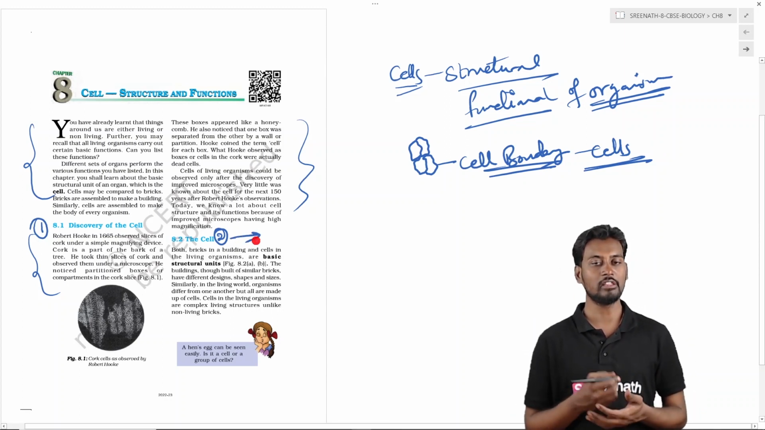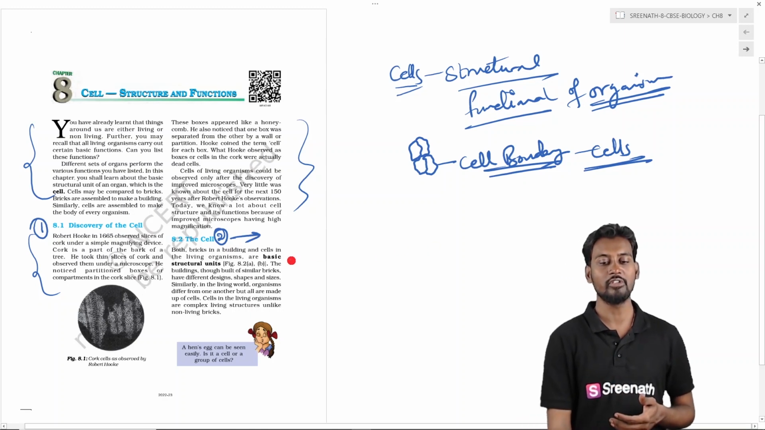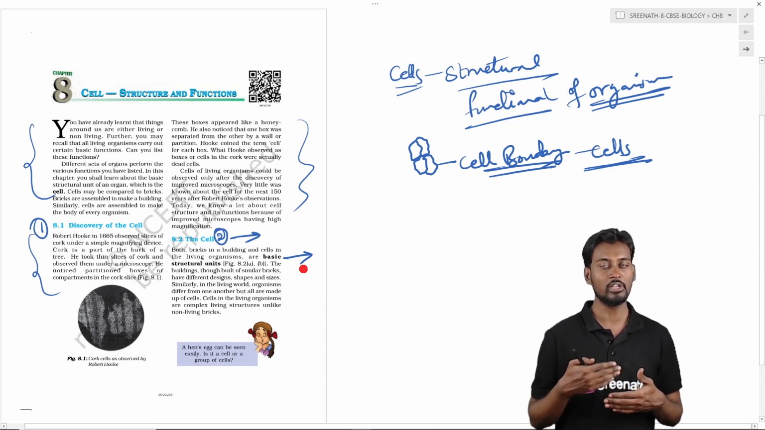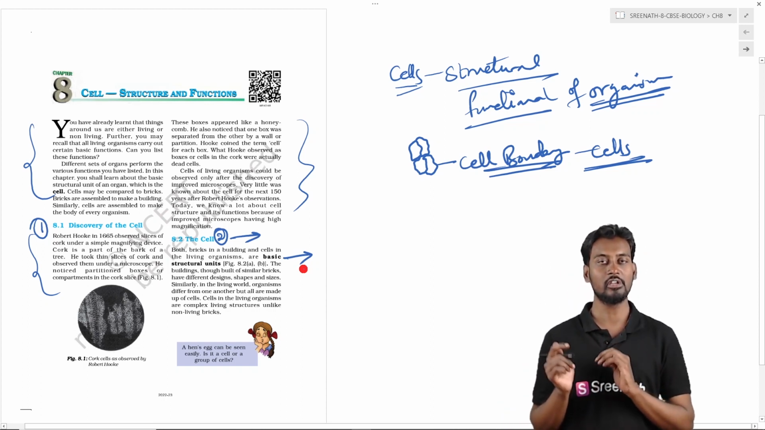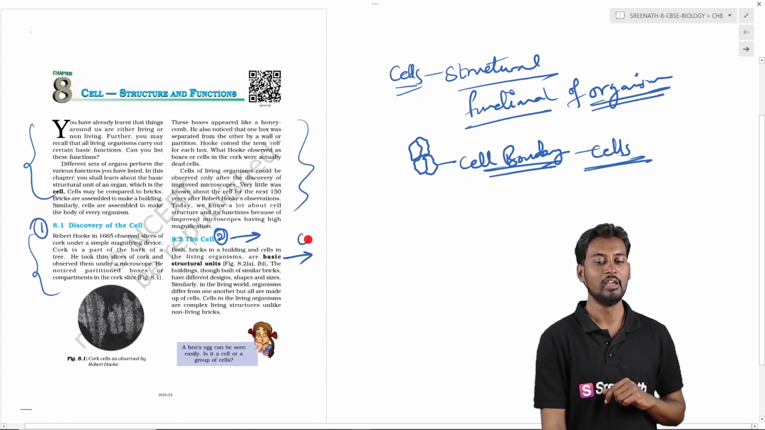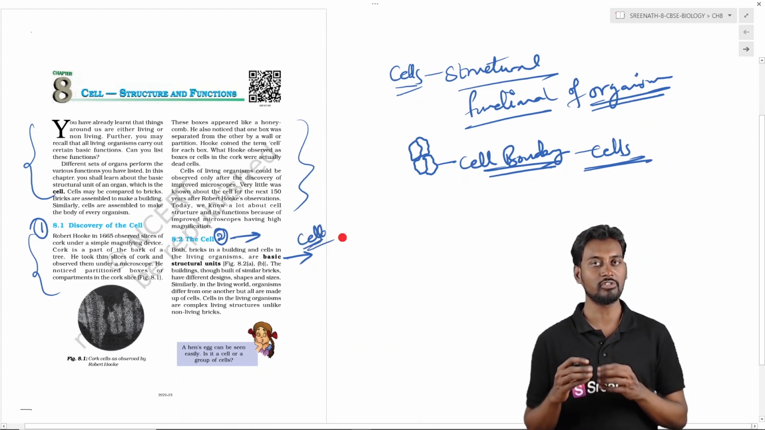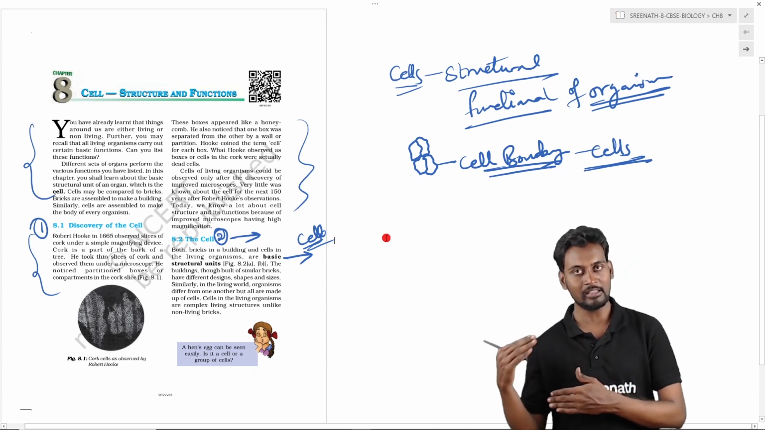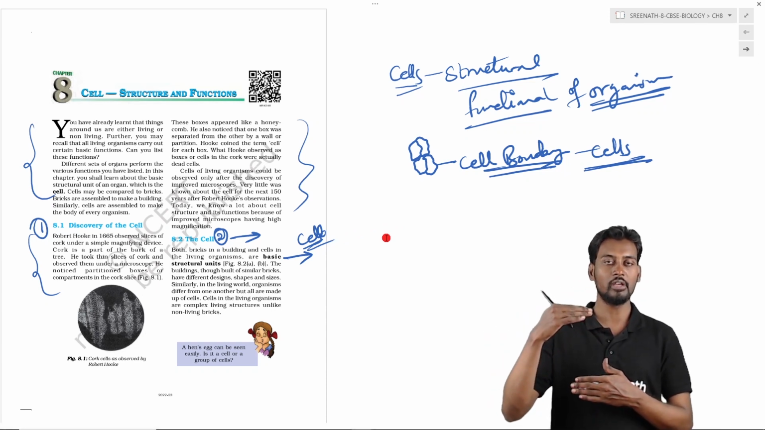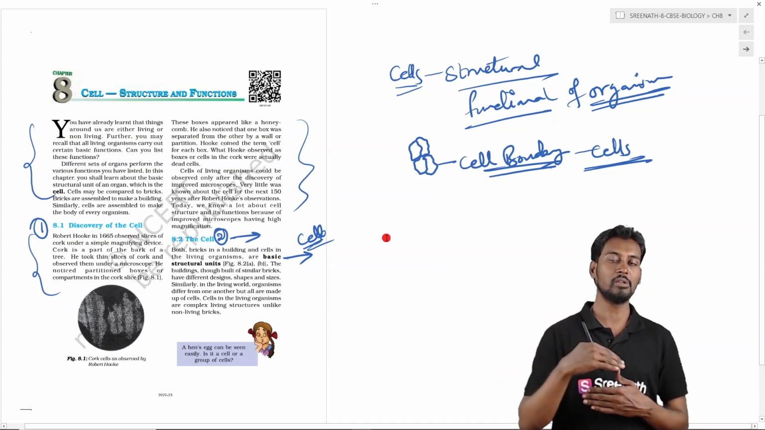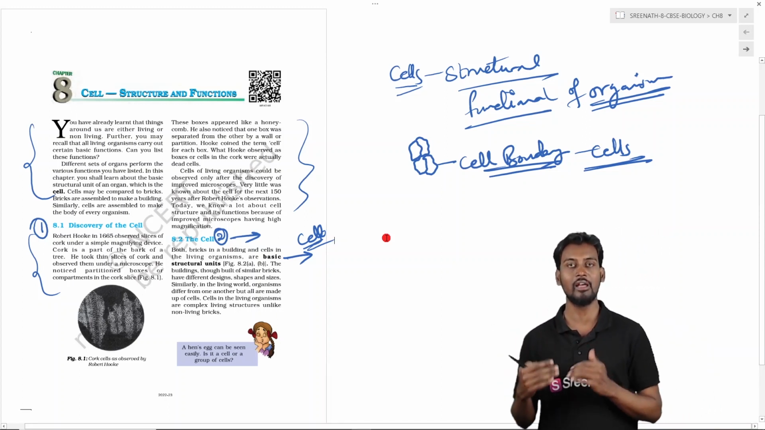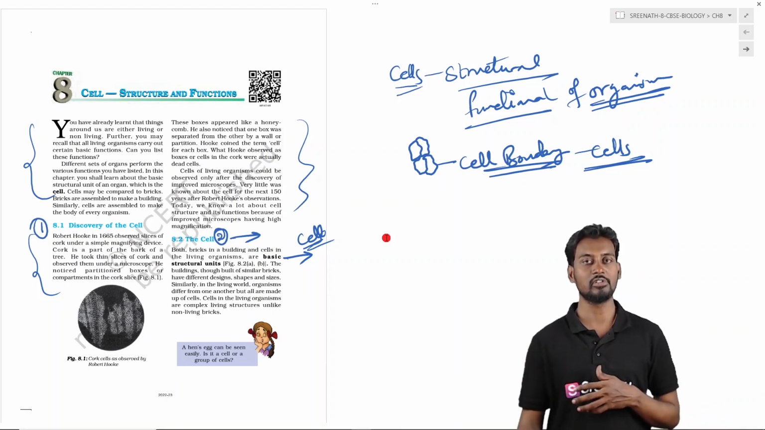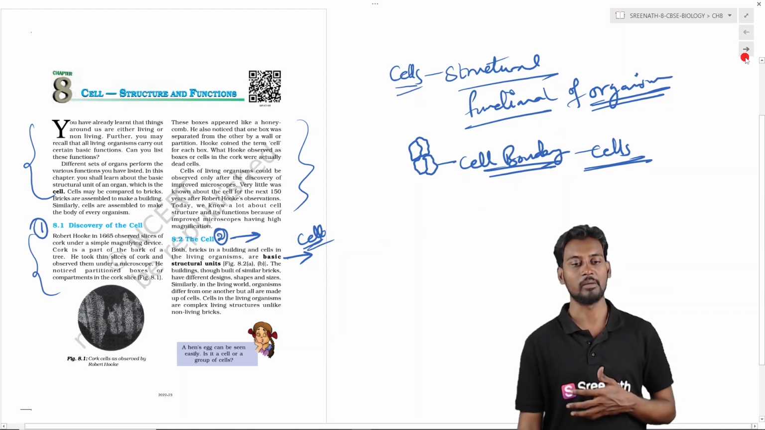So what is the discussion about the cells? Cells are called the basic structural unit of an organism. The basic structural unit of a living organism is nothing but the cells. So the structural maintenance and also the functional maintenance of the organism is carried out by the cells, which are the basic structural unit of living organisms.